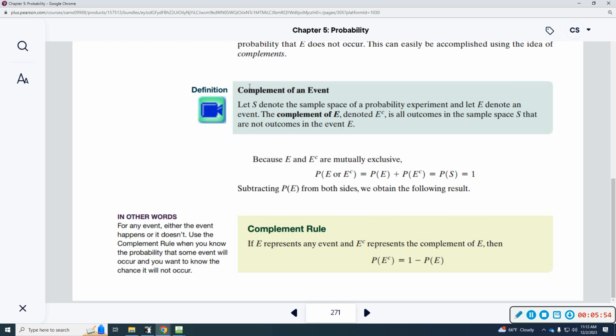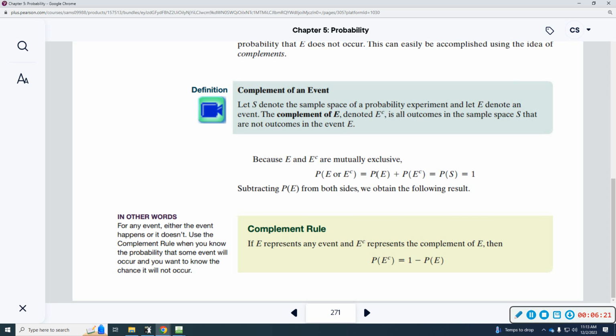So here's the definition. S is a sample space of a probability experiment. E will denote an event. The complement of E is denoted with E and this little C. Sometimes you might see a little apostrophe up there. But E complement is all the outcomes in the sample space that are not outcomes of the event E. So basically it's everything except for E.